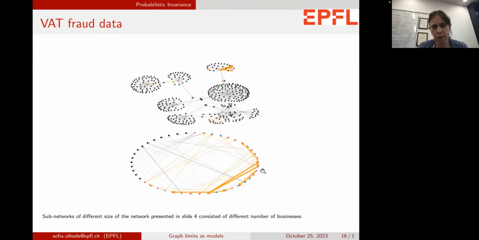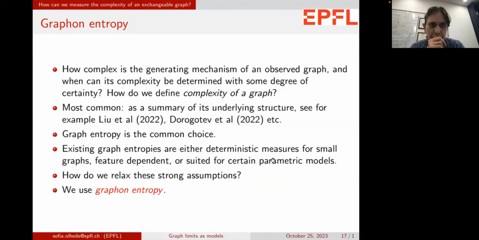So how can we determine, once we've decided we're going to have this general representation of any network which satisfies permutation invariance, by comparing two graphs, if one is more or less complicated?